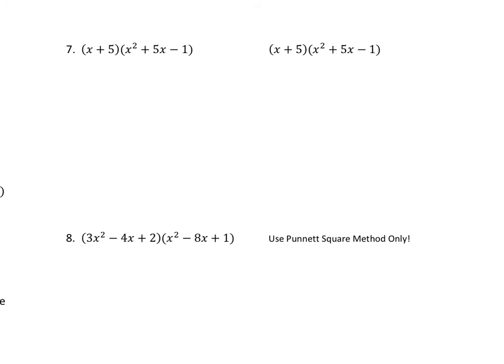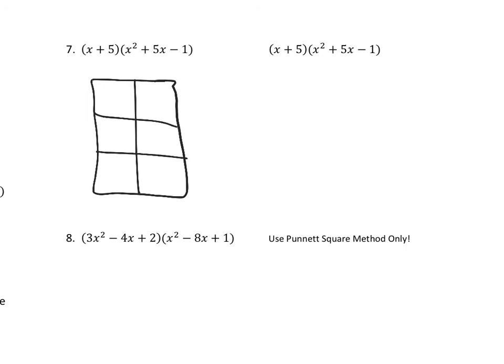Wait, it's a what times a what? Binomial. It's a binomial times a trinomial. So what kind of boxes are we going to have to set up for a binomial times a trinomial? Is it going to be a square? No, it'll be a rectangle. So there's going to be 2 across the top, and how many along the side? 3. Okay, here's what your box should look like. 2 by 3. It's got to be the same size as the stuff that you have.